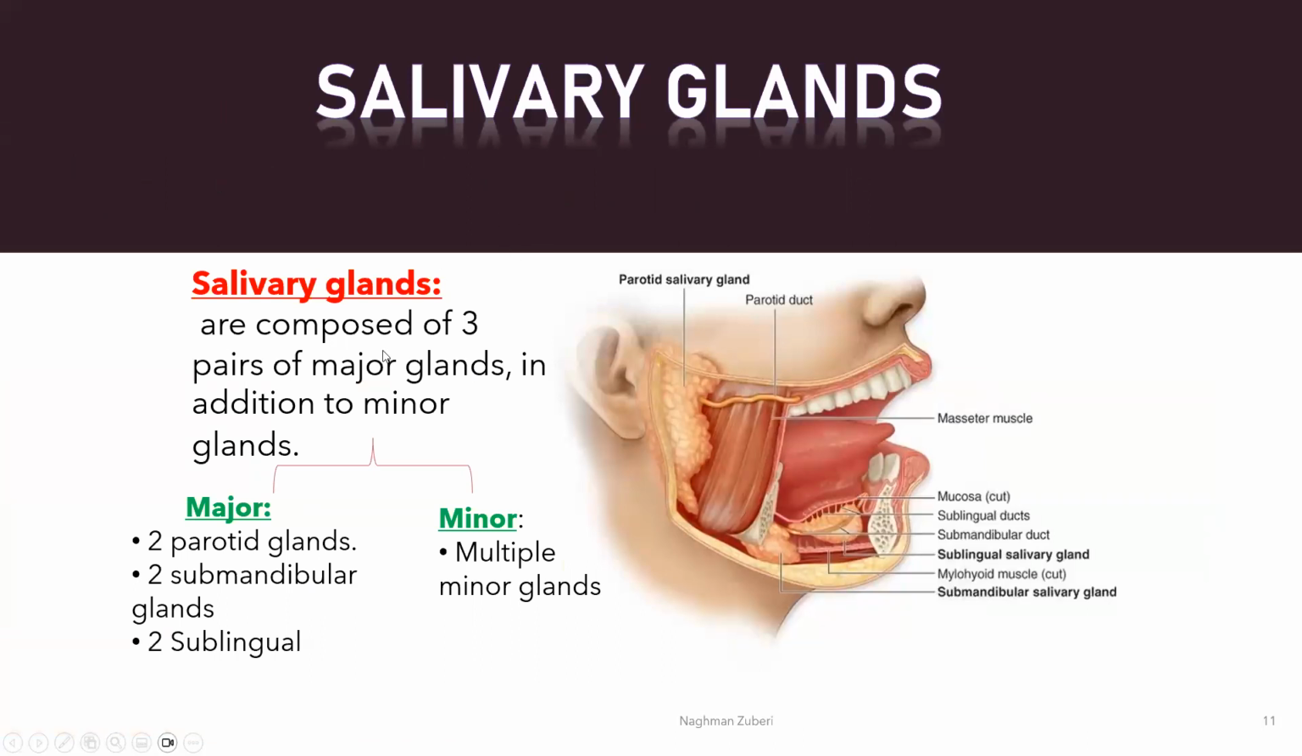Salivary glands: there are three major pairs of salivary glands, two parotid, two submandibular, and two sublingual. There are multiple minor salivary glands, and they are scattered throughout the oral cavity.